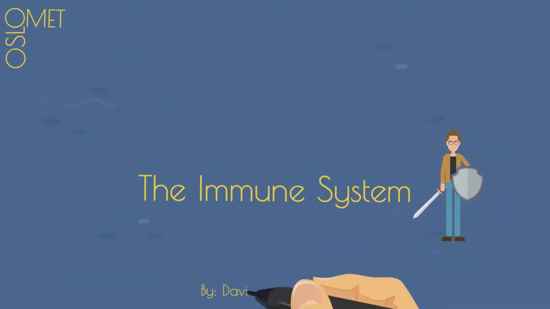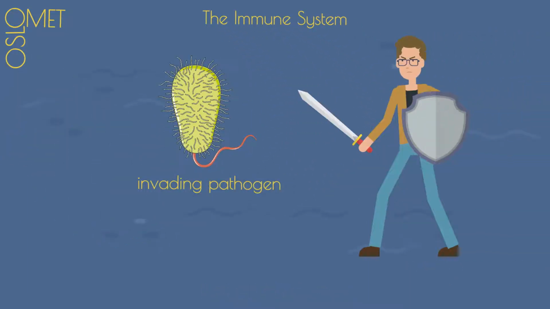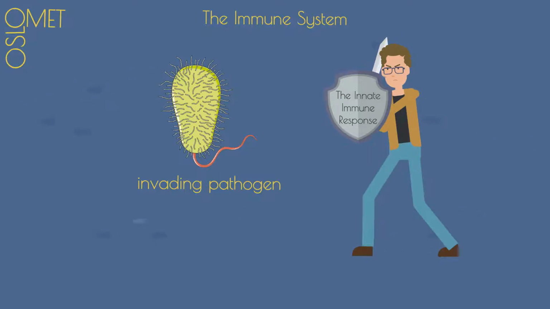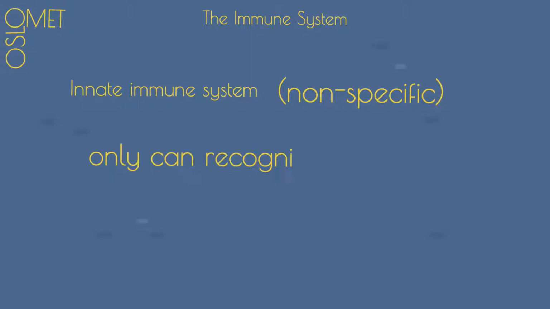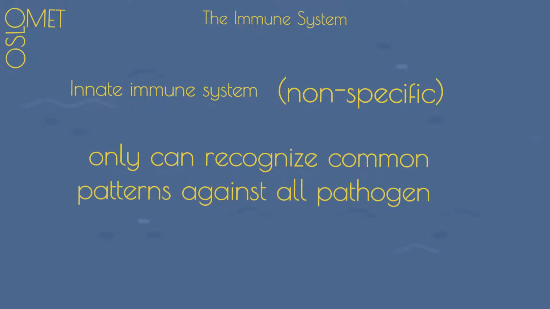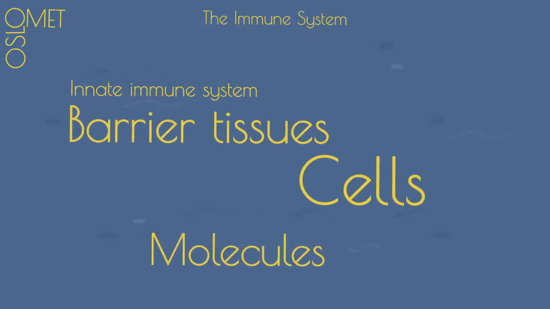The immune system. In our body, the first line of defense against invading pathogens is the innate immune response. This system is nonspecific and can only recognize common patterns shared by all pathogens. The innate immune system is made up of barrier tissues, cells, and molecules.